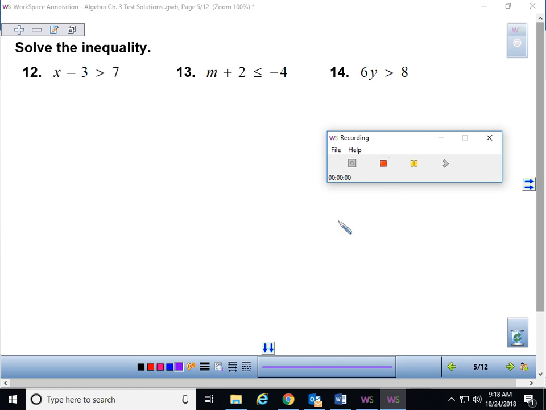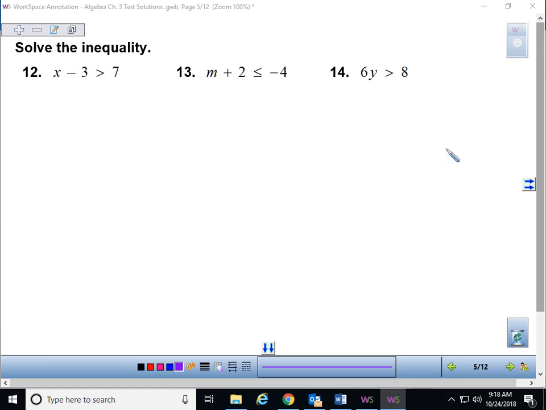Hey guys, so we are going to do the second part of your Chapter 3 test, starting on the back page, questions 12 through 23. Just going to start here on 12, 13, 14. Directions are the same. It says solve the inequality. So that means get your variable by itself.